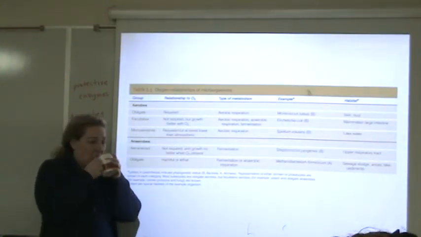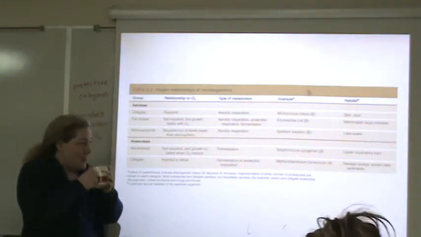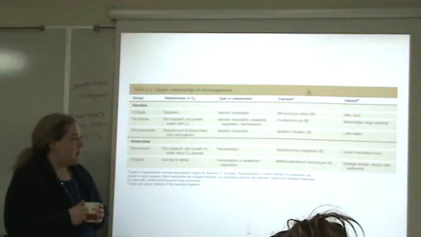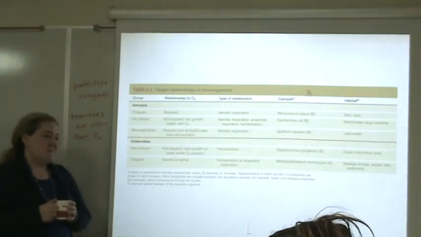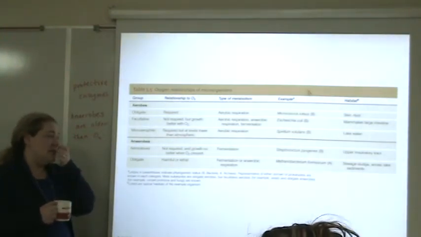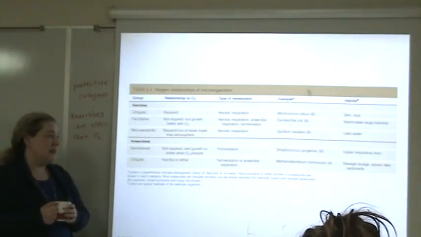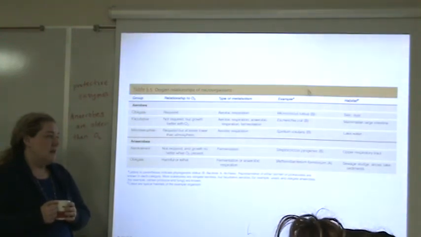Does it require a lot of energy with their enzymes to fight against oxygen? Does it take a lot of energy for the enzymes to detoxify oxygen? Is that why they do better?